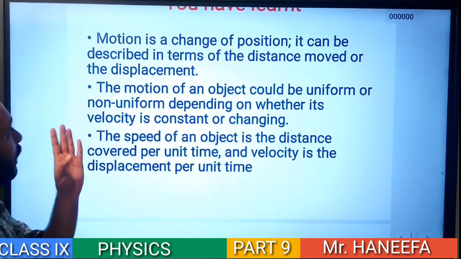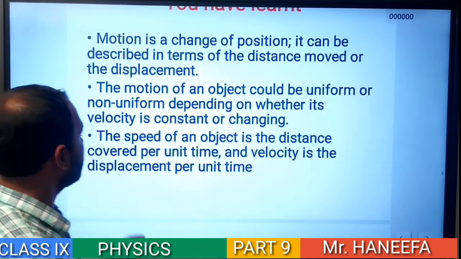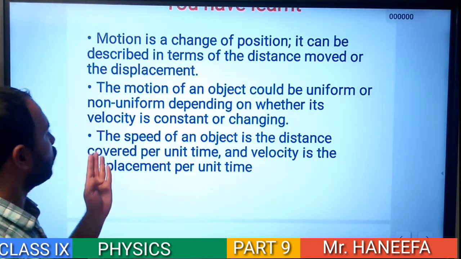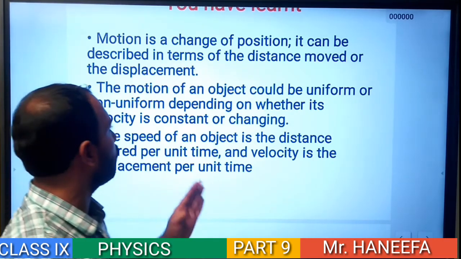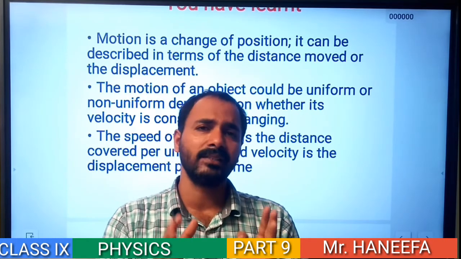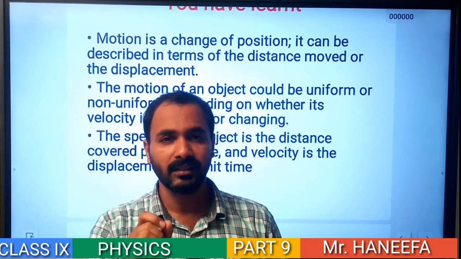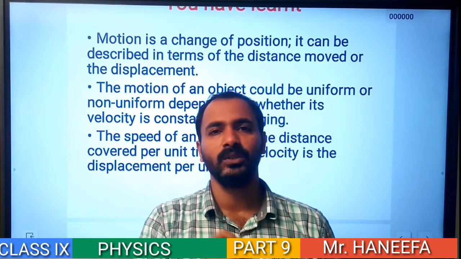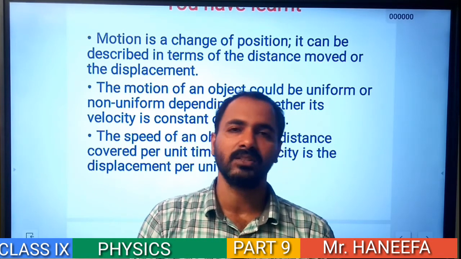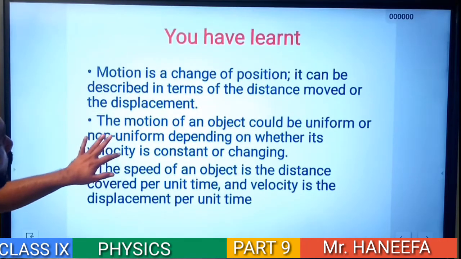So we discussed what is motion, what is distance, what is displacement, what are the differences between speed and velocity, then what are the uniform and non-uniform motions. Then what is the unit of speed? Unit of speed is, yes, meter per second. What is the unit of velocity? Unit of velocity is also meter per second. So these terms you have learned.